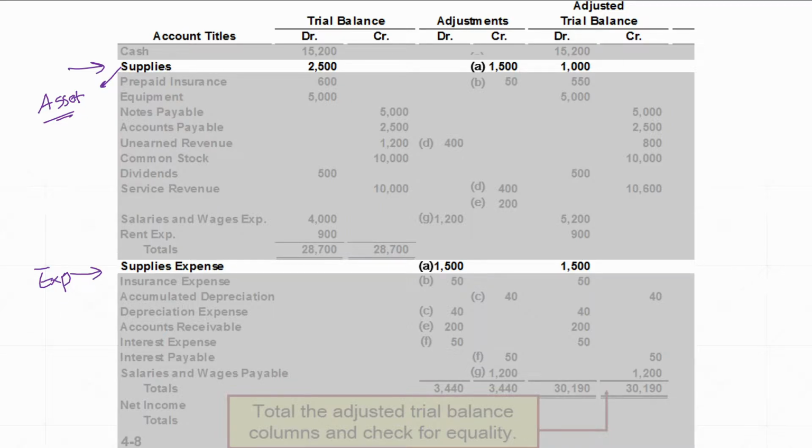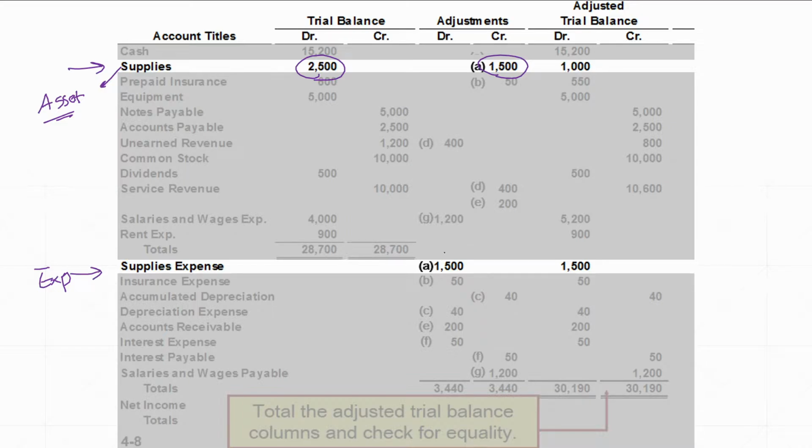So on our unadjusted trial balance, we see that our account reports an unadjusted balance of $2,500. But at the end of the accounting period, we see that $1,500 of that amount is consumed, is gone. Basically, it means that that amount should now be reported as an expense because we have consumed it.